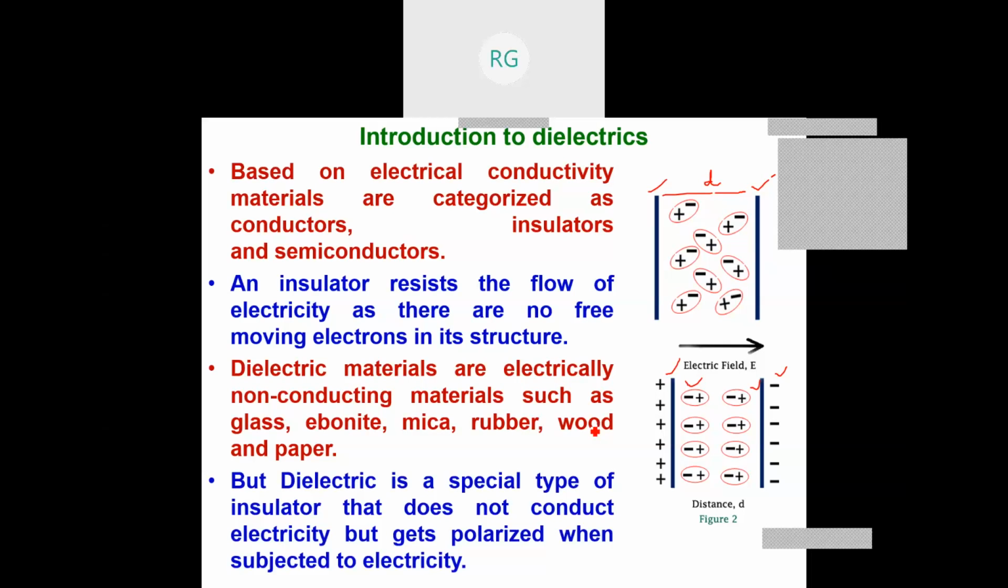Now, the dielectric material is an insulating material showing high resistivity, does not conduct, but it gets polarized when subjected to an applied electric field. What does this mean? And how do you differentiate between the dielectric material and insulator?